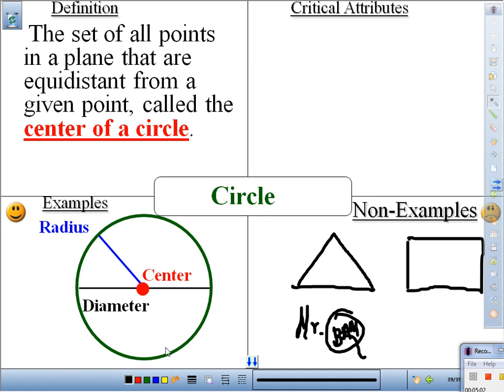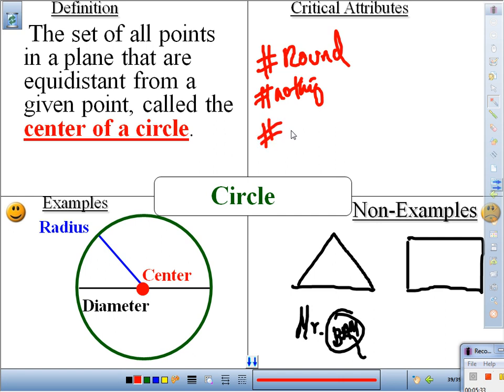Ready? Hashtag. You got a good one for us? Hashtag round. Got another one? Hashtag equidistant points. How about hashtag life?